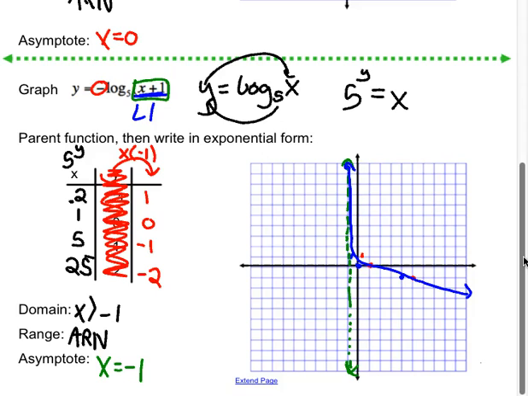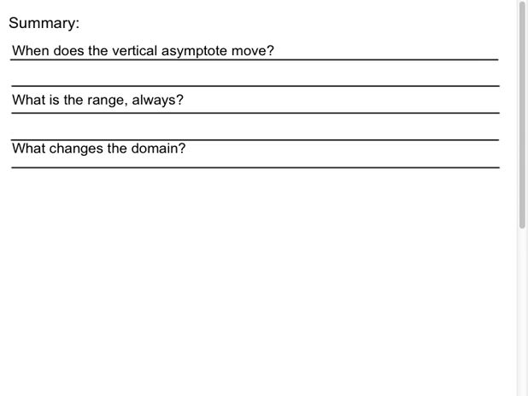All right, so long notes of graphing, but thank you for hanging in there. So if you flip the page, that's where your summary is going to be. So I want you to think about these couple of things. I gave you some hints on what you can consider. When does a vertical asymptote move? What is the range, always? And what changes the domain? So I want you to consider those things for me as you're thinking about the summary and reflecting on this lesson. Come back ready tomorrow to do your practice work.